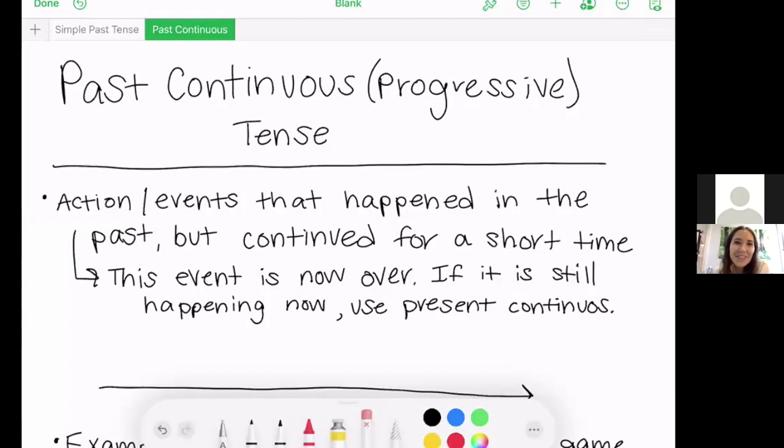Hi students. So today we're going to talk about the past continuous tense. This is also called the past progressive tense. They mean the same thing, so you can call them either one, past continuous or past progressive.